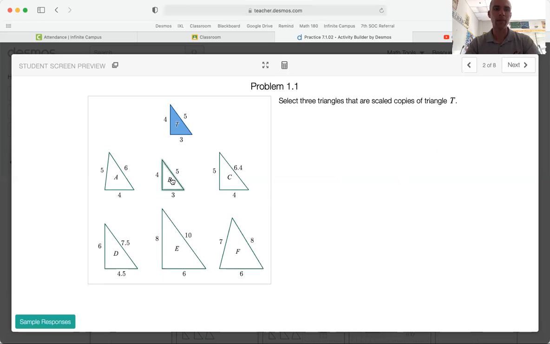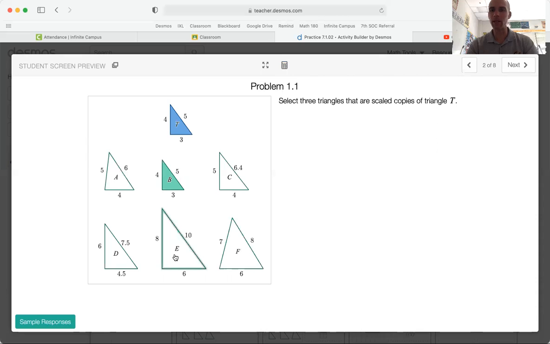So B is pretty obvious, right? Because it's all the same numbers as triangle T. So that means it's a scaled copy. It's actually an identical copy, which means the scale factor is 1. 1 times 4 is 4. 3 times 1 is 3. 5 times 1 is 5. So it's the most basic scale copy you can make.